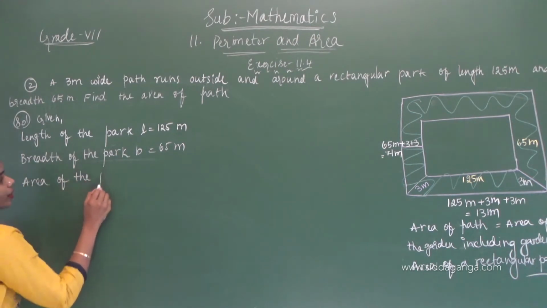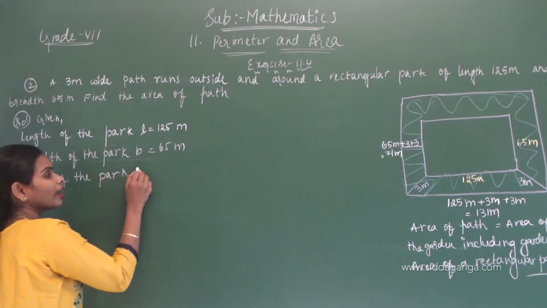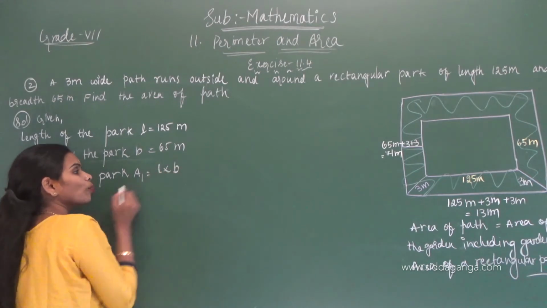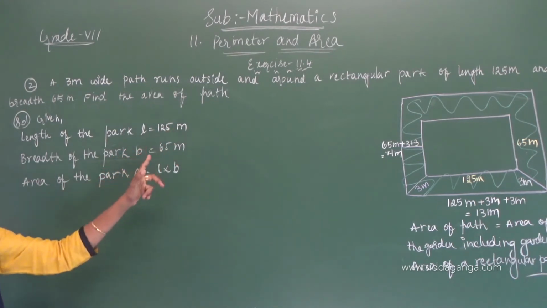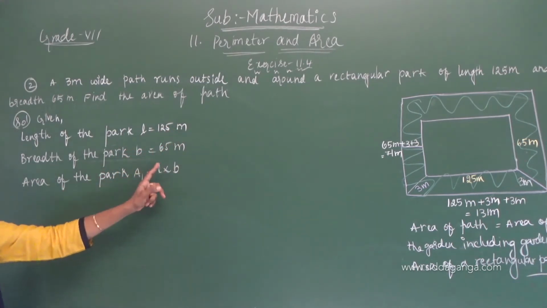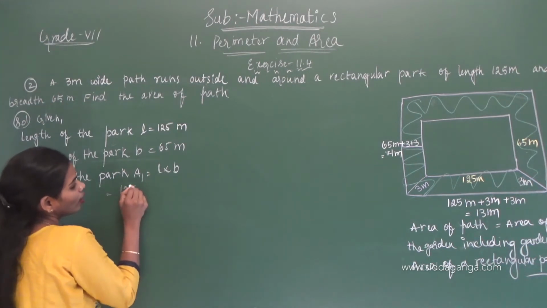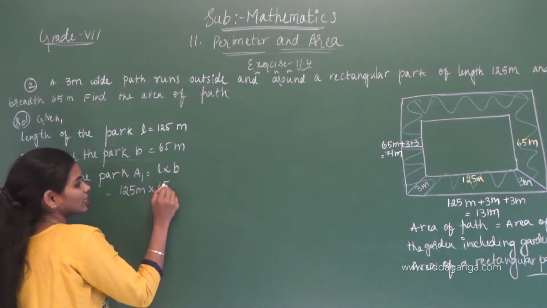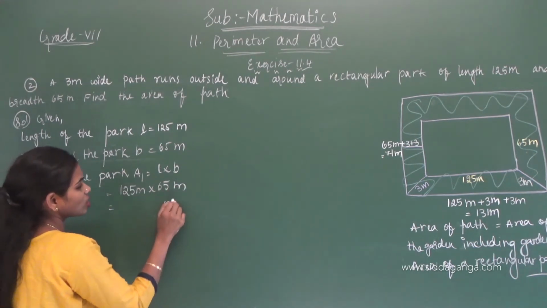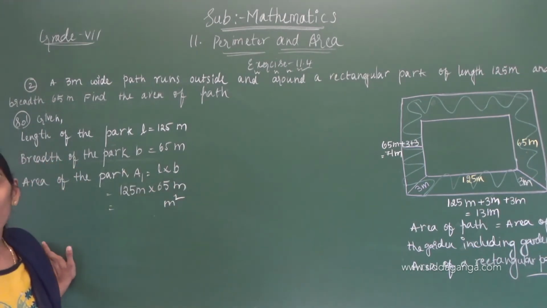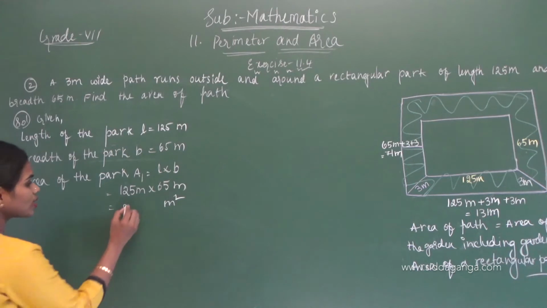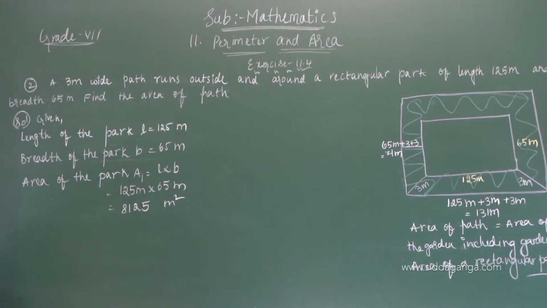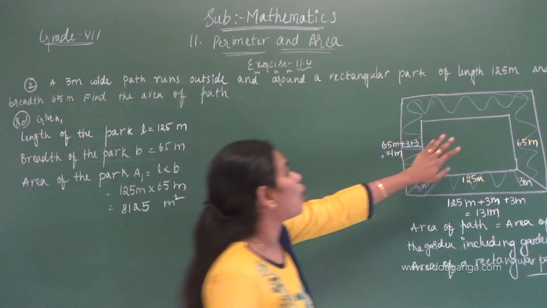The area of the rectangular park, A1, equals length into breadth. Length into breadth means 125 meters into 65 meters. I already did this, children, so I am just putting the answer. You have to verify it once. It is 8,125 meters square. What is the area of this region?